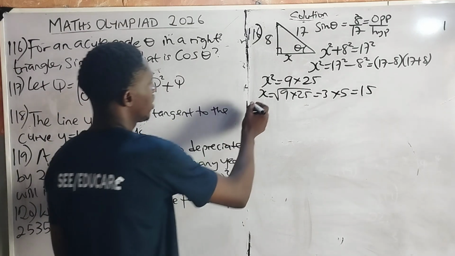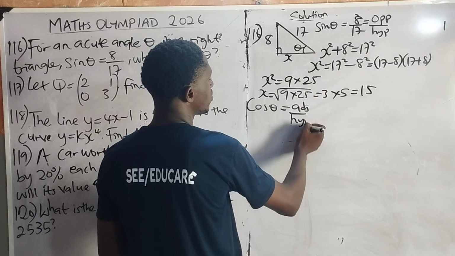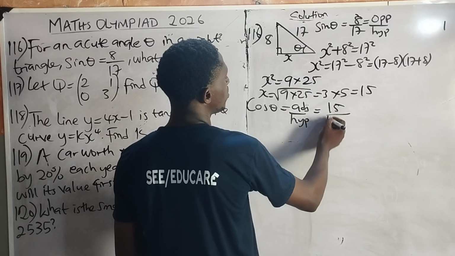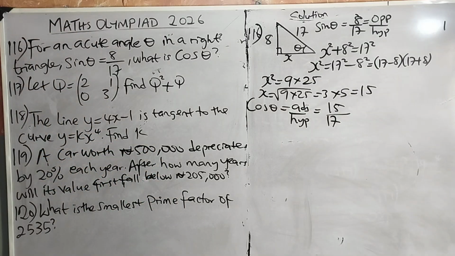What is cos theta? Our cos theta is equal to adjacent over hypotenuse. Our adjacent is 15, while our hypotenuse is 17. So the answer is 15/17.